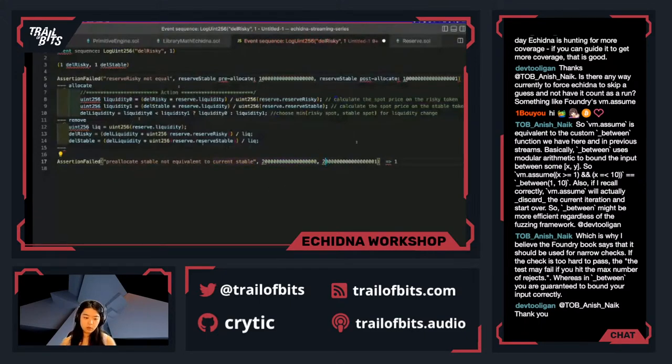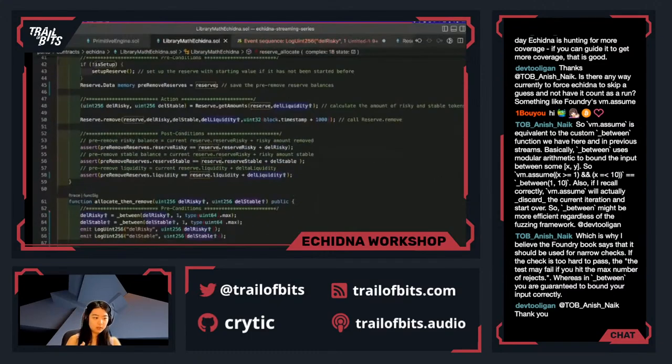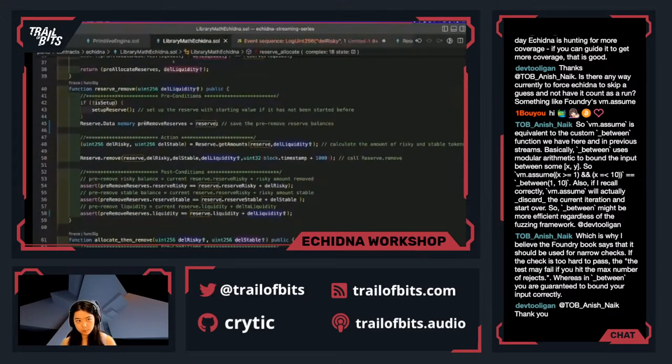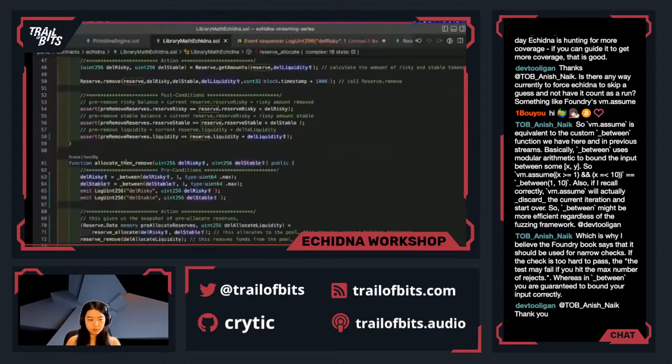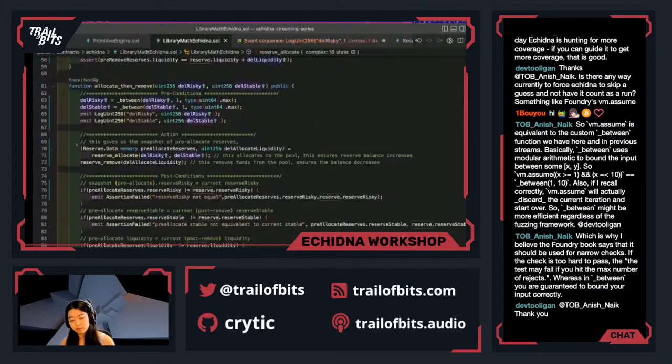It's the same case. From a user perspective, we can essentially see this to mean that if a user calls allocate with an argument and then remove with another set of arguments with the same amount, they get less from the system when they execute the allocate and the remove in conjunction. So that's a long way to basically say that there is an invariant that's broken within this code base, just because the allocate and remove functions are not full inverses of each other.